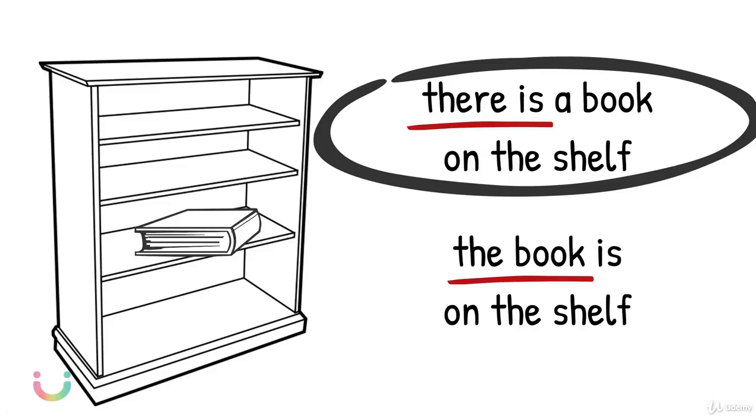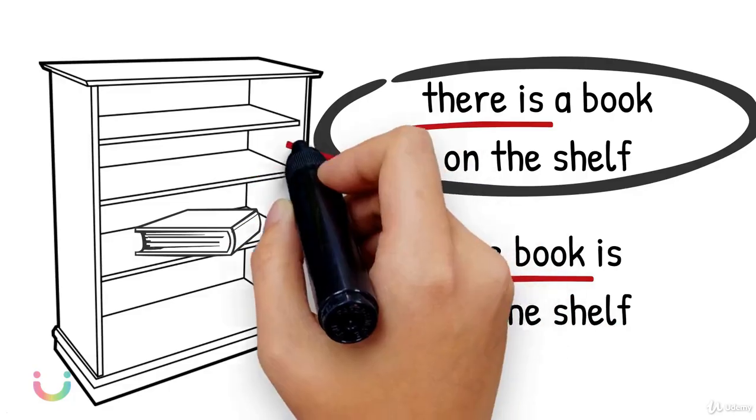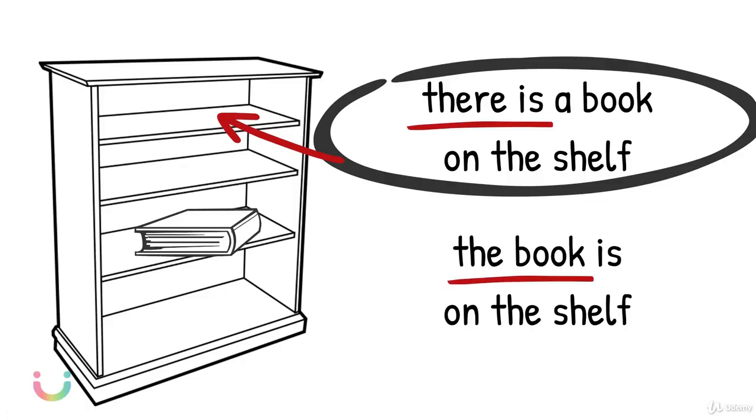It's the answer to the question, what is on the shelf? What is this sentence about? About a shelf or about a book? This sentence is about a shelf. We describe what exists on the shelf. There is a book on the shelf. Our accent here is not a book, but its location.